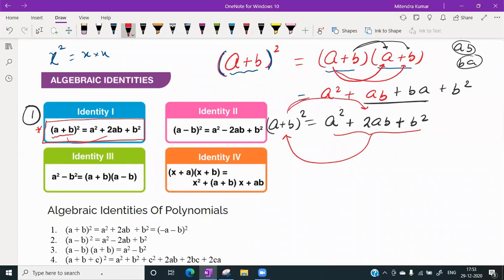Okay. Next, if I have a negative sign like (a minus b) whole square, so if you place the minus, same thing, you multiply 2 times, minus will come. So (a minus b) whole square is equal to a square minus 2ab plus b square.